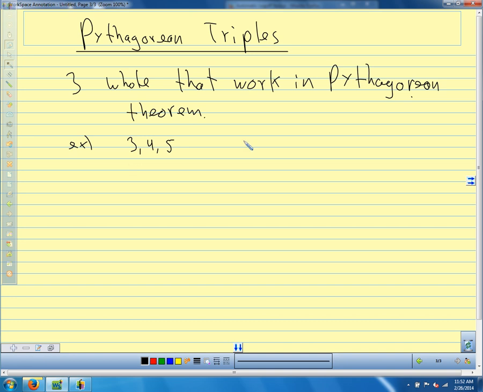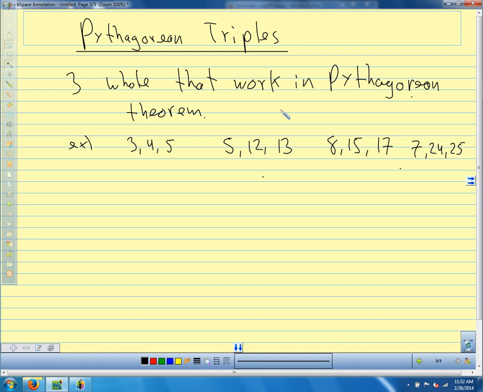Another one that's pretty common is 5, 12, and 13. 5 squared plus 12 squared equals 13 squared. Another one is 8, 15, 17. And another pretty common one is 7, 24, 25. So these are 3 whole numbers that work in the Pythagorean theorem.